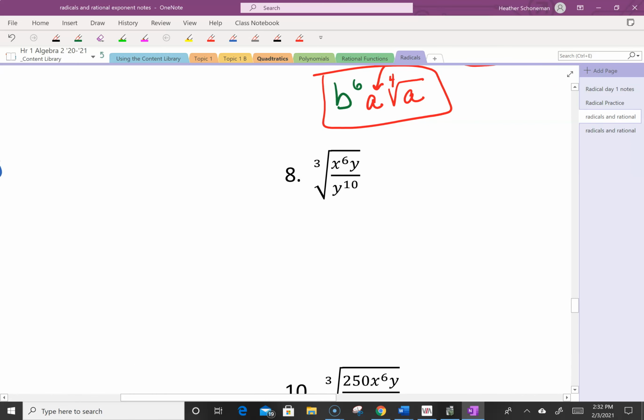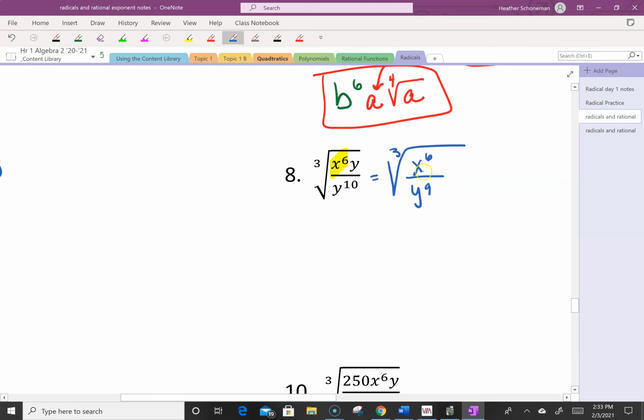Okay, let's look at number 8. I want to simplify anything I can under that radical first, then take the cube root. So x to the 6th is the only x. I can't simplify this. So this whole thing is going to be the cube root, but the y's, I have 1 on top and 10 on the bottom. Now I could subtract exponents and do all that stuff, but do what we did last chapter. 1 on top and 10 on the bottom, we cancel, and we're going to get 9 on the bottom.